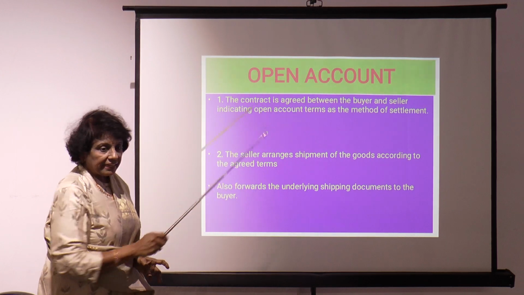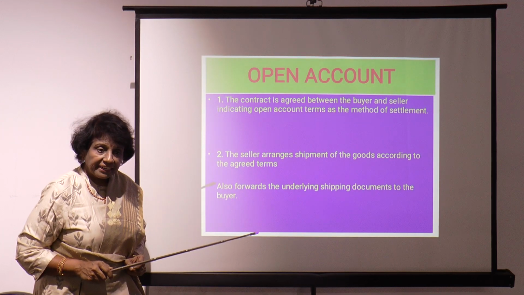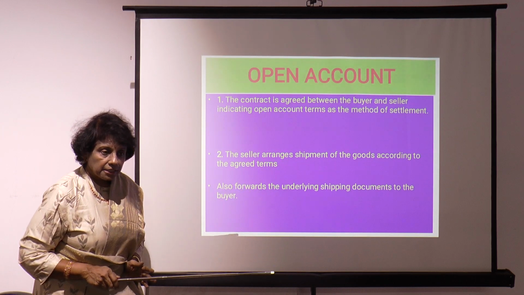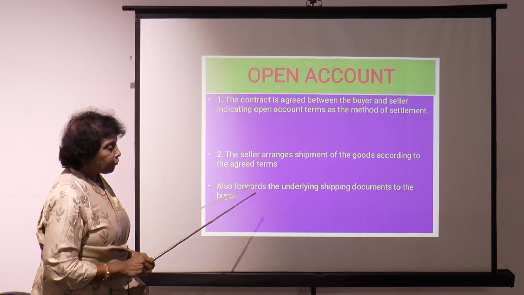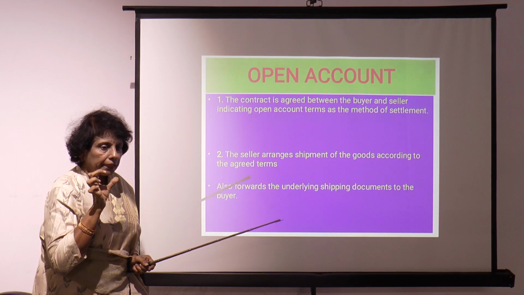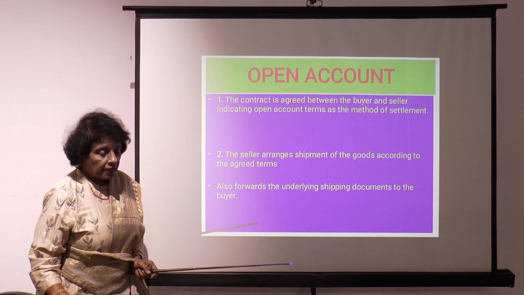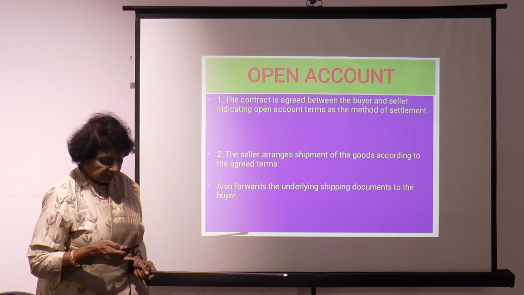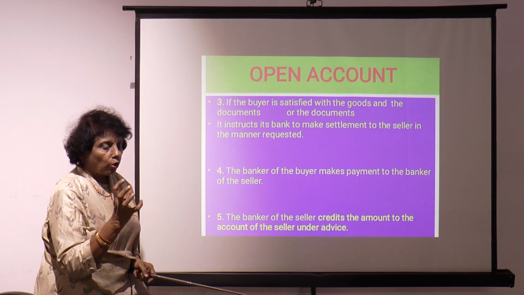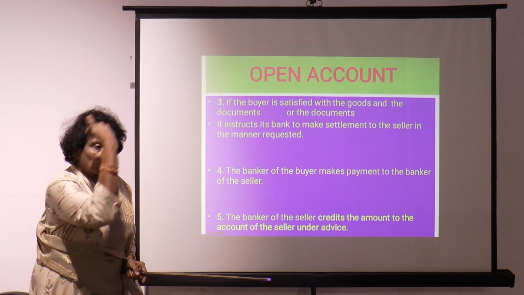The contract is agreed between the buyer and the seller, indicating what the method of settlement is: open account. The seller arranges shipment of the goods according to the agreed terms and forwards the underlying shipping documents. He ships the goods and all the underlying shipping documents, the seller forwards to the buyer. So who is very safe? The buyer is safe. Yes. And this buyer, if he is satisfied with all the goods and the documents, he will instruct his bank to make settlement to the seller.